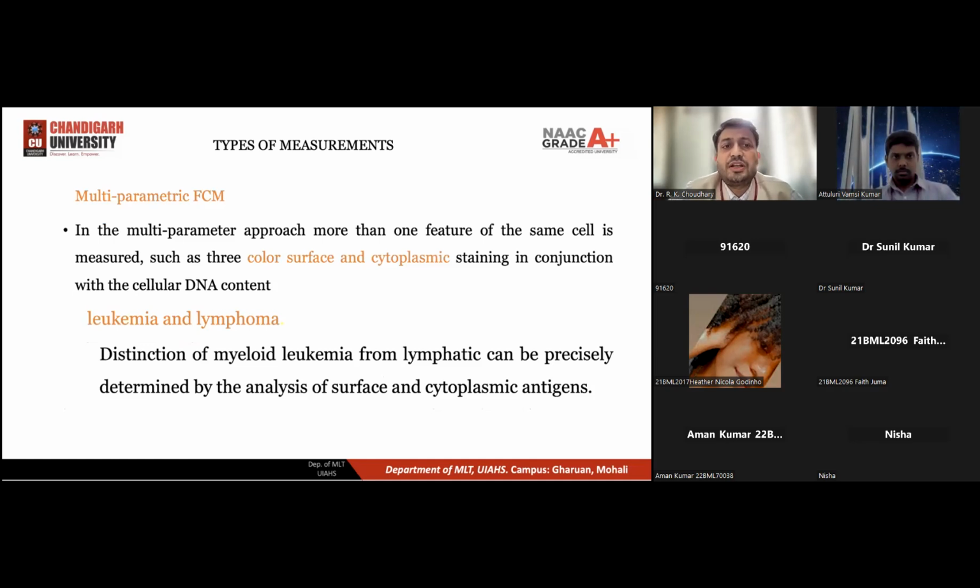Another is the multi-parametric flow cytometer. In the multi-parametric flow cytometer, we use it for measurement of, for example, 3-color surface and cytoplasmic staining in conjunction with cellular DNA content. For leukemia and lymphoma, myeloid leukemia can be precisely distinguished from lymphoid by the analysis of surface and cytoplasmic antigens. So you can easily identify the difference between leukemia and lymphoma.